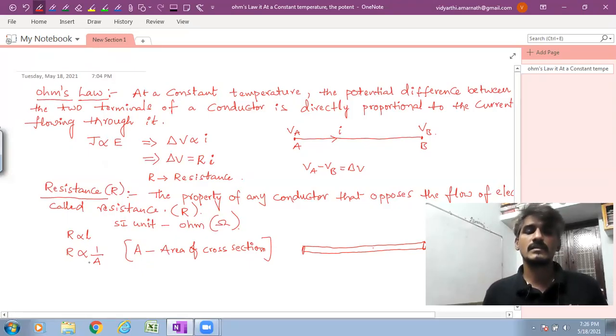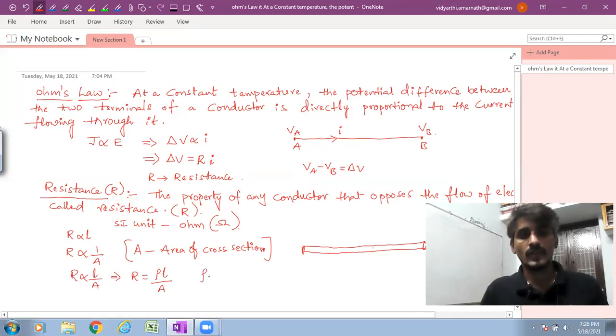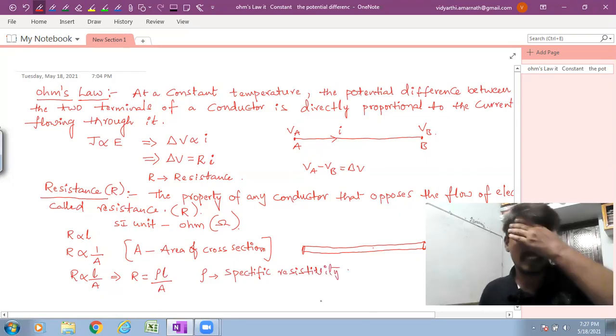Therefore, R is inversely proportional to A, and R is directly proportional to L. Combining, we can write it as L by A. Therefore, R is equal to rho L by A. What is rho here? There is a new term called rho here. This is nothing but specific resistivity.